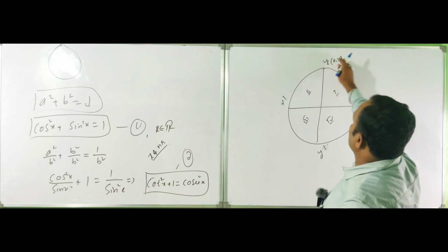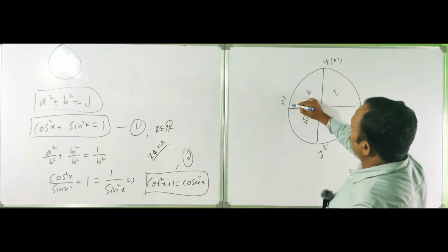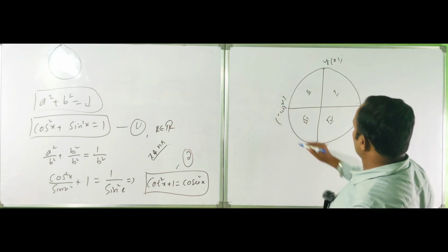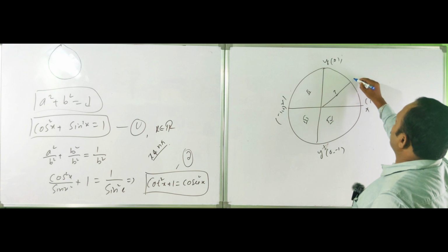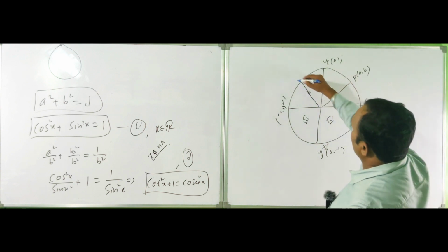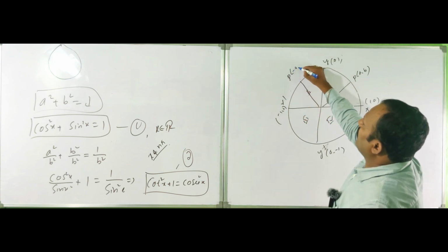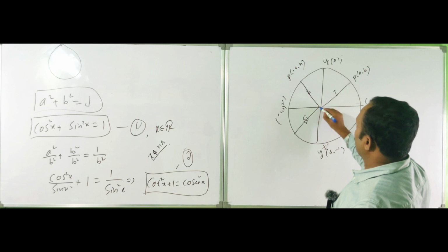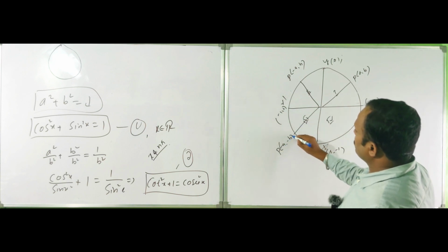I am taking 0, 1, this is -1, 0 and 0, -1. Any point P is equal to (a, b). Here in the second quadrant, a is negative and b is positive, and in the third quadrant, P is equal to a negative and b also negative, both.